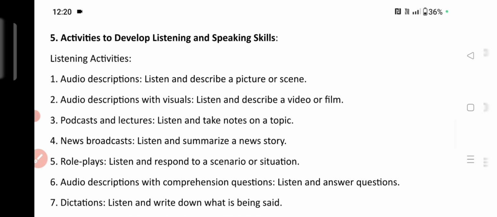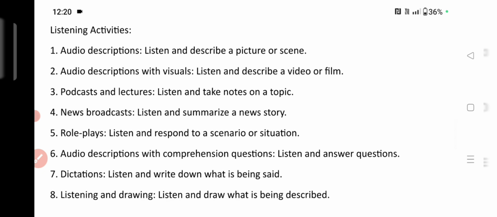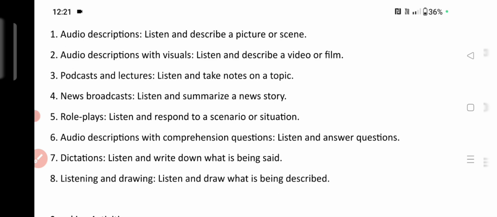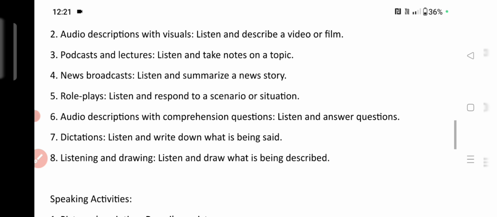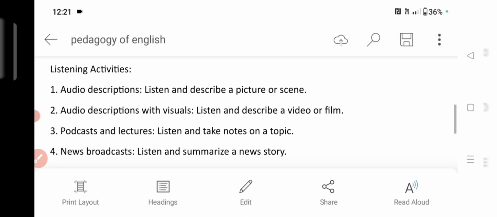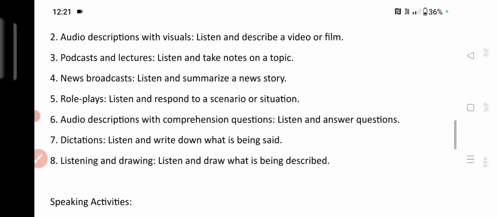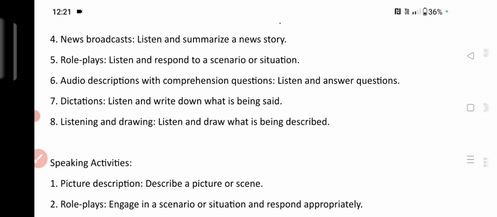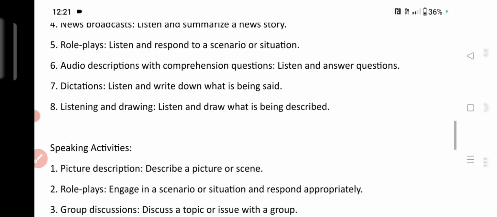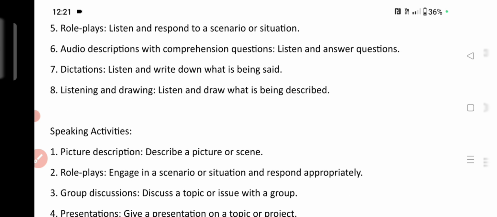So coming to the fifth one, activities. What are the activities the teacher or a student can use to develop listening and speaking skills? It can be the techniques. Here you can add whatever techniques you have learned previously, those listening and speaking techniques, like audio description with visual aids, news broadcast, role play, audio description with comprehension questions, and dictation. While dictation, you listen to the words and write the words.